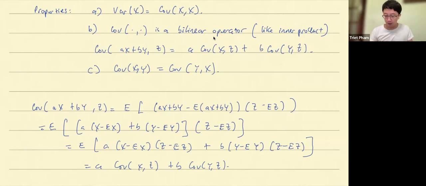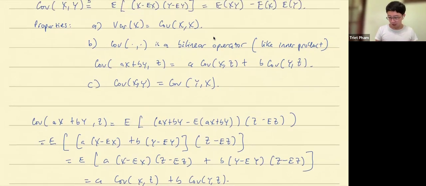In fact, covariance is not just like an inner product. It is to some extent an inner product. The inner product you learn in Calc 3, but there's something that prevents it from being an inner product, which is the subtraction by the expectation here. If all random variables have mean 0, then it is like an inner product. It is an inner product.